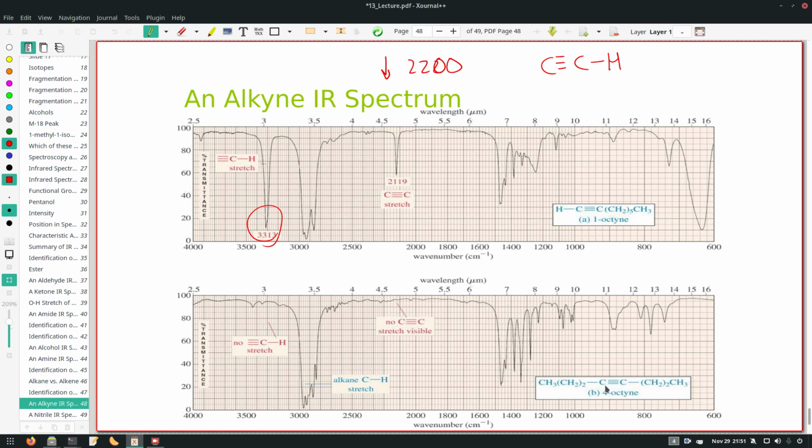Because alkynes, as soon as I move them into the middle of a molecule or make it symmetrical, that carbon-carbon triple bond totally disappears because it's no longer polar enough to be noticeable, and there would be no CH to show up here. So alkynes, like alkenes, can disappear on infrared spectroscopy. So look at the elements of unsaturation. If you can't explain pi bonds, it's probably something like this. It's an alkene or an alkyne.